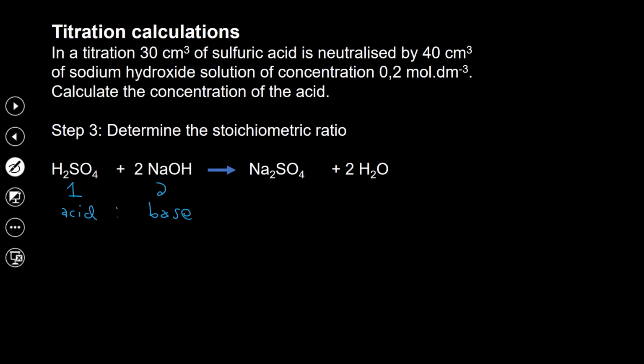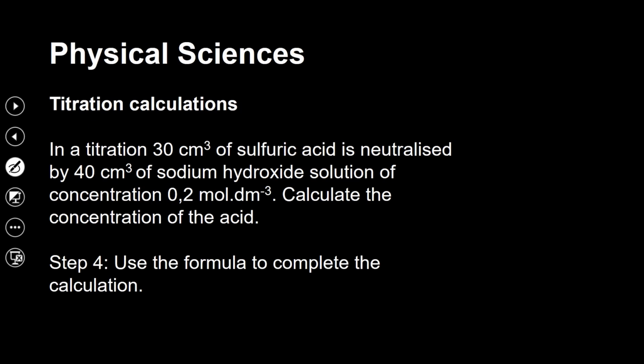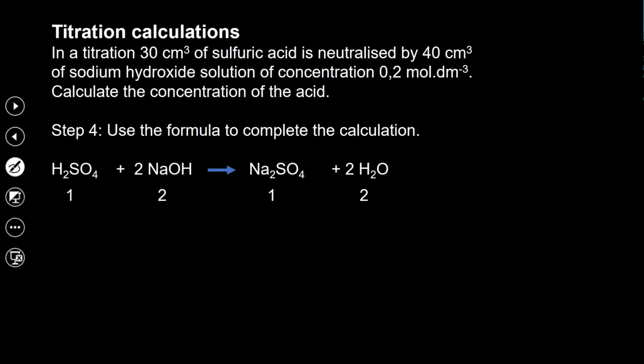So we're mainly concerned about the reactants in this case, right? Now step 4, we must use the formula to complete the calculation. What does the formula say? The formula says moles of acid over moles of base is equal to concentration of acid times volume of acid, divided by concentration of base times volume of base, right? So this is what we have.